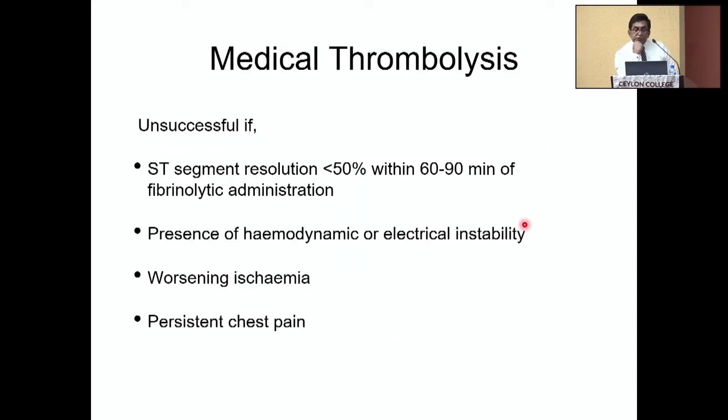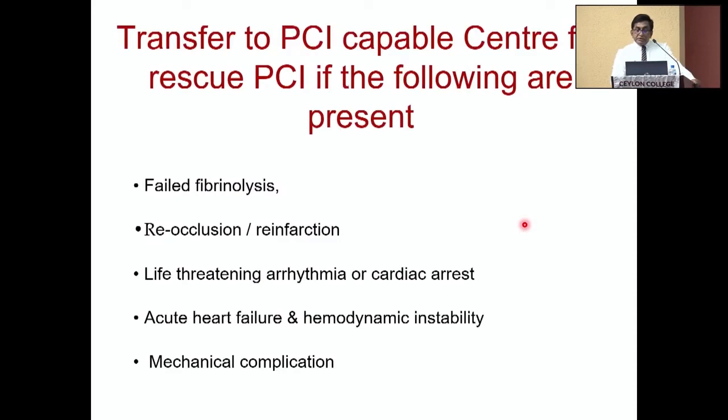It is unsuccessful if the ST segment resolution is less than 50% within 60 to 90 minutes after. So you can't just give thrombolysis, go home and sleep. You have to assess the patient within 60 to 90 minutes whether it has come down at least 50%. Or if the patient has hemodynamic and electrical instability, or worsening ischemia or persistent ischemia, all these patients we know it is not successful, we have to do something more than thrombolysis. So these patients you transfer to PCI capable centers for rescue PCI.